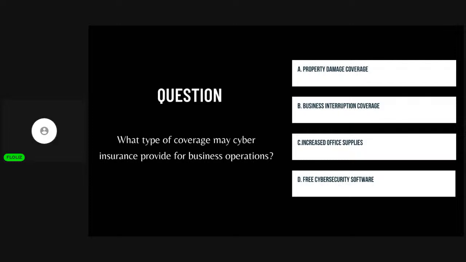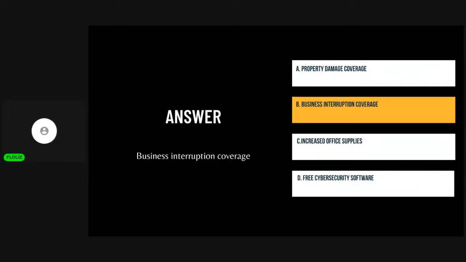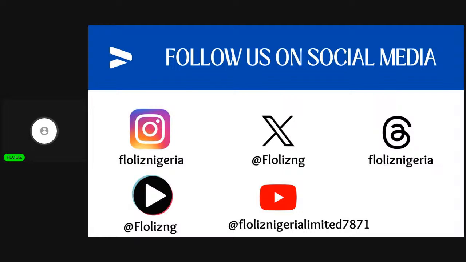Now, what type of coverage may cyber insurance provide for business operations? Okay, business interruption coverage. So with that, we've been able to explain cyber insurance, which is module 10.